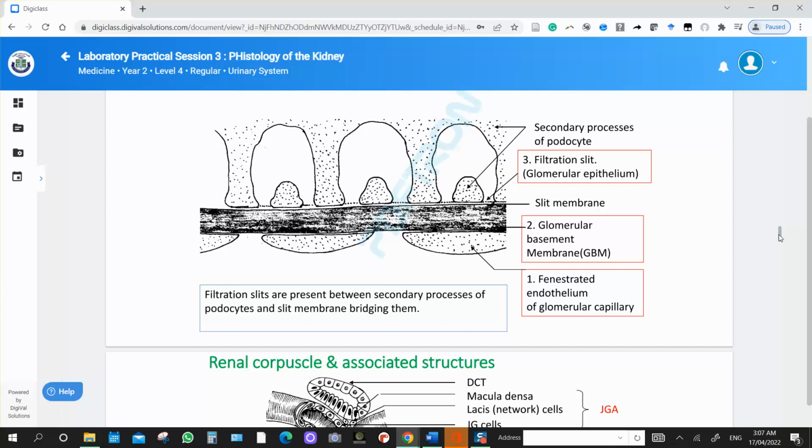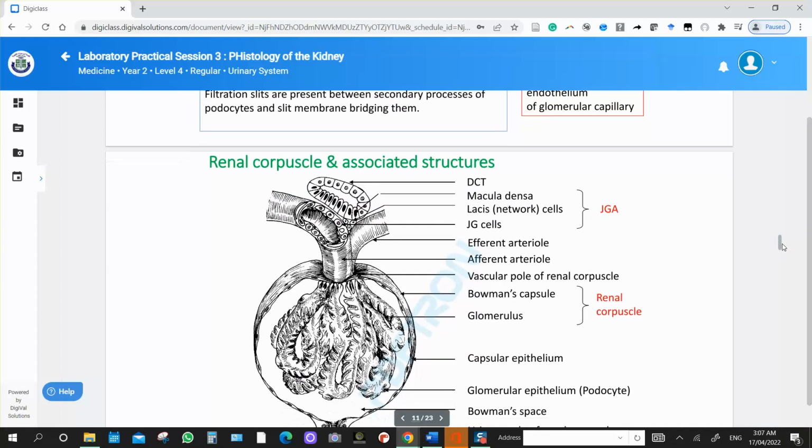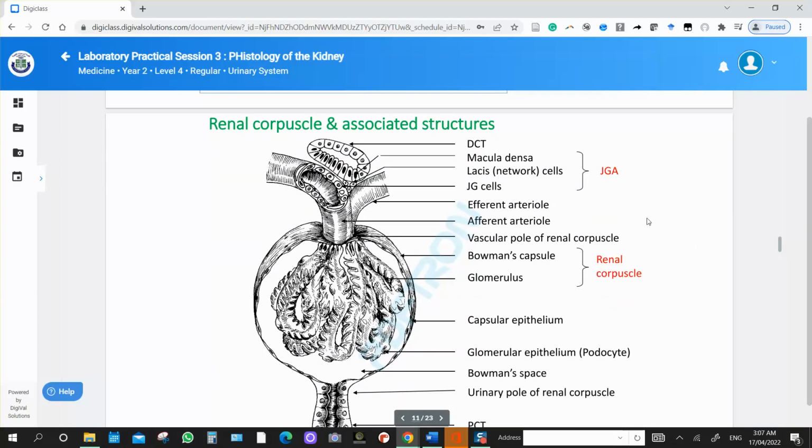Now moving on. This diagram also shows the JGA, the juxtaglomerular apparatus, where you can see the macula densa cells in the center over here. Macula densa cells are related to the DCT. Then you can see the Lacis cells in the center. Then the JG cells, which are related to the afferent arteriole. This is an efferent arteriole.